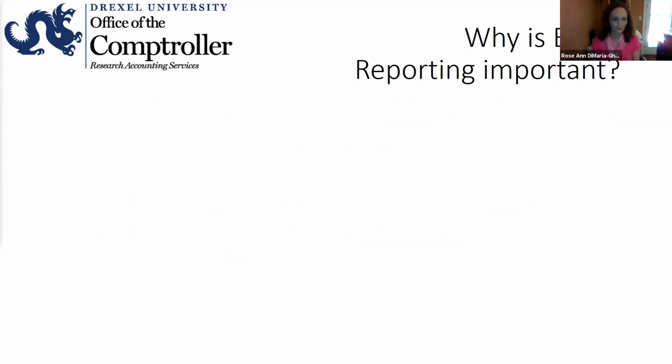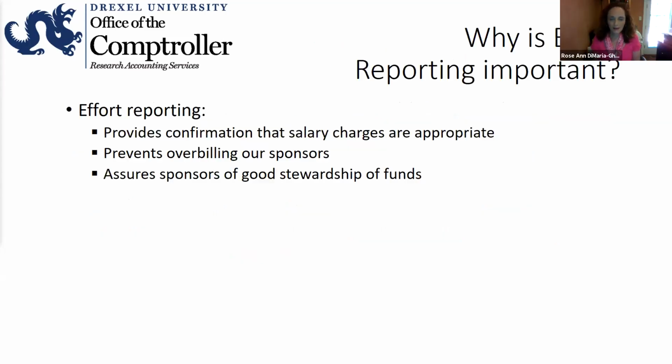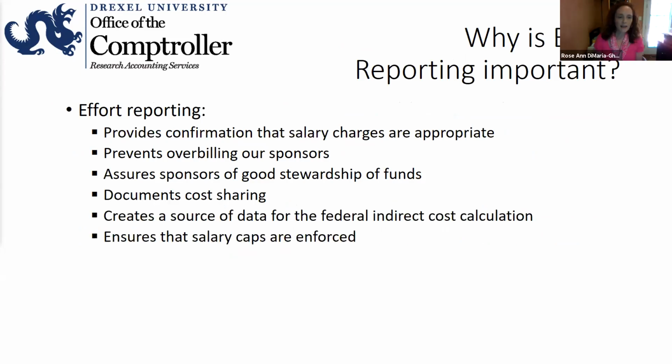Okay, thank you. So why is effort reporting important? It confirms the salary charges are appropriate, prevents overbilling. It assures our sponsors of good stewardship of funds, and it documents cost sharing. And it really helps the university create a source of data for federal indirect cost calculations. And you know, indirects are very important for a university if you have federal grants, because that's extra money we get back on a grant that the university can use to support the research endeavors.